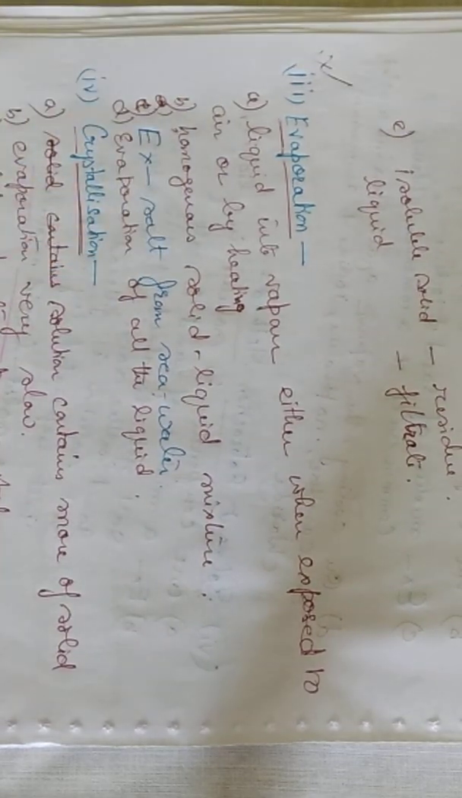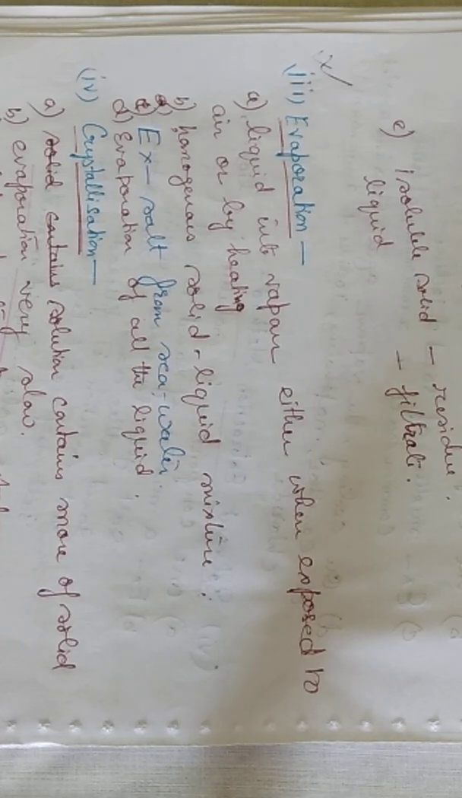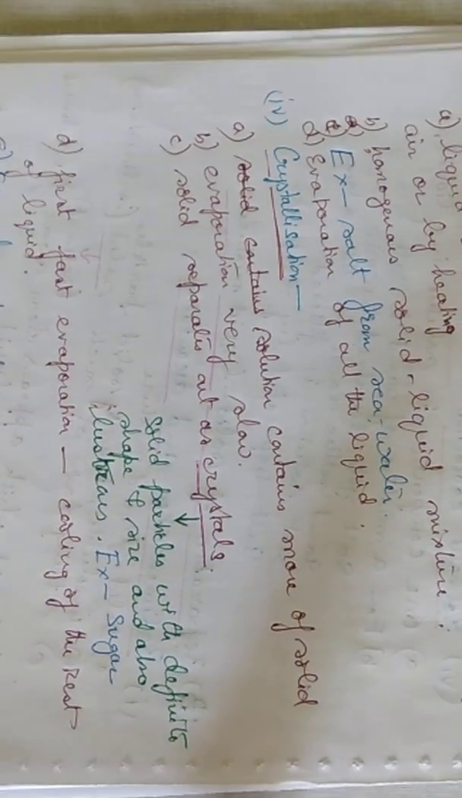The mixture should be a homogeneous solid-liquid mixture, for example, salt from seawater. Then evaporation of all the liquid. All the liquid should be evaporated so that we can get the total solid without any water, without any liquid in it. Then crystallization.